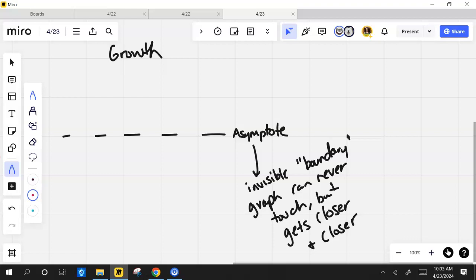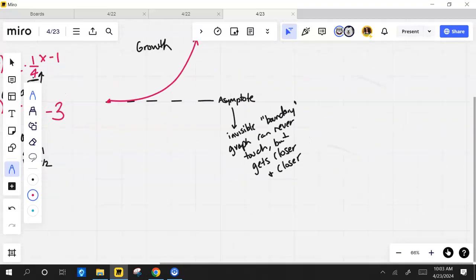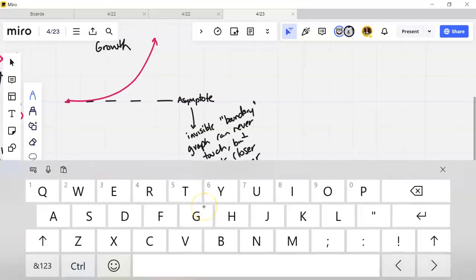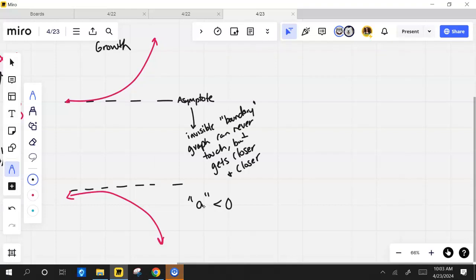So for a growth graph, here's my asymptote, and what it does, it hugs from the left, and then it starts increasing really fast. And so that's what a growth looks like. Now, remember that number in front, that A, whenever I start talking about my function transformations, that A in front can flip my graph over if it's negative. So in the case of a negative A, this is still a growth. This is when the A in front is negative. Okay, but that's still growth.